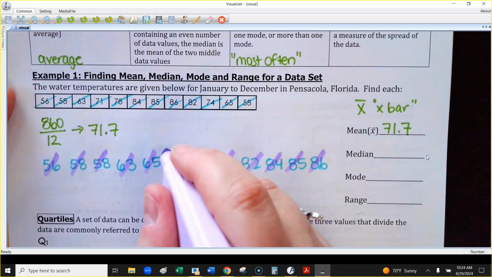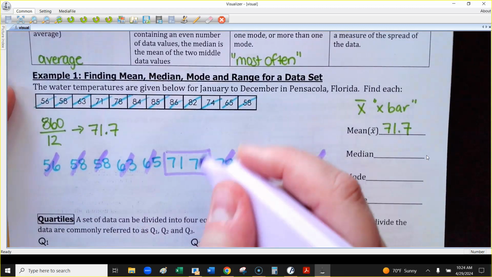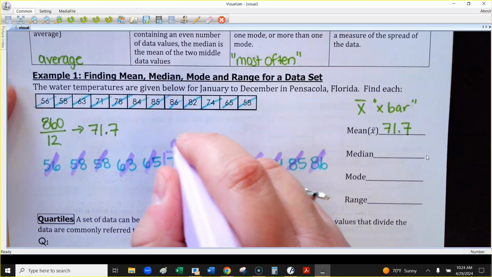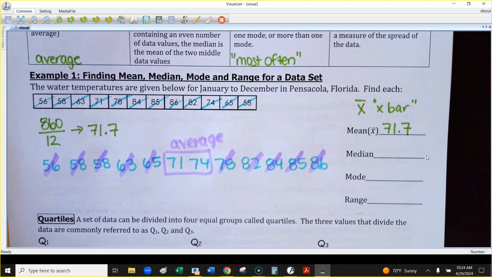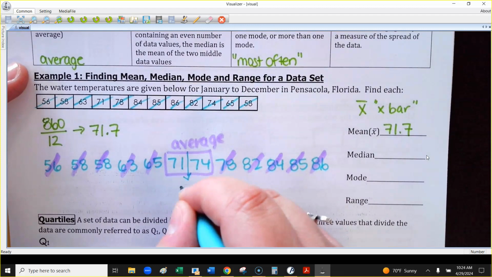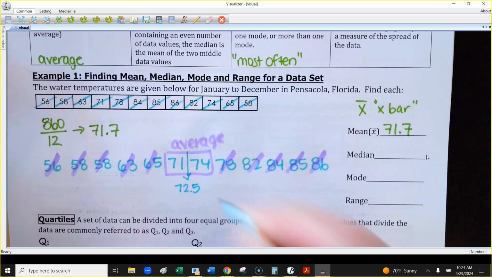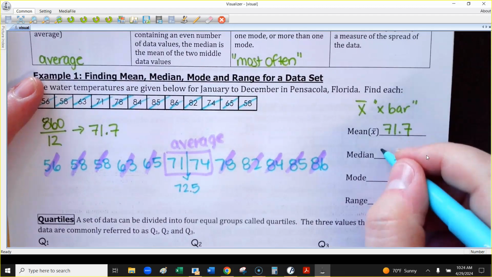Exactly. Okay, so if there's two numbers, you just find the average, or the mean, of these two. So if I added those two up, 74 plus 71, and we would just divide that by 2, the average here would be 72.5. All right, so I'm going to write that.